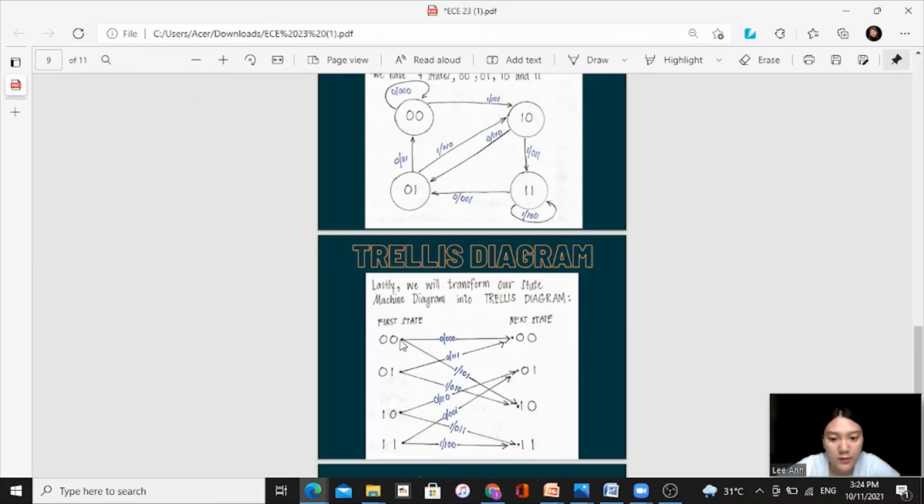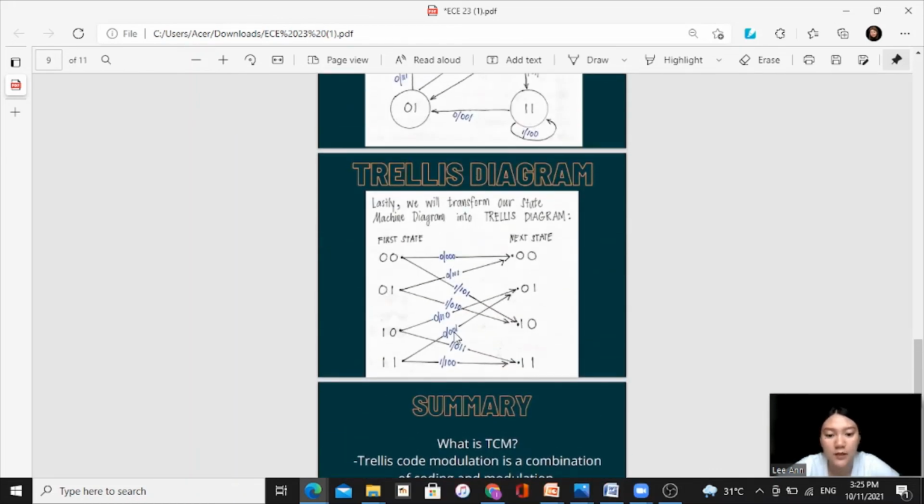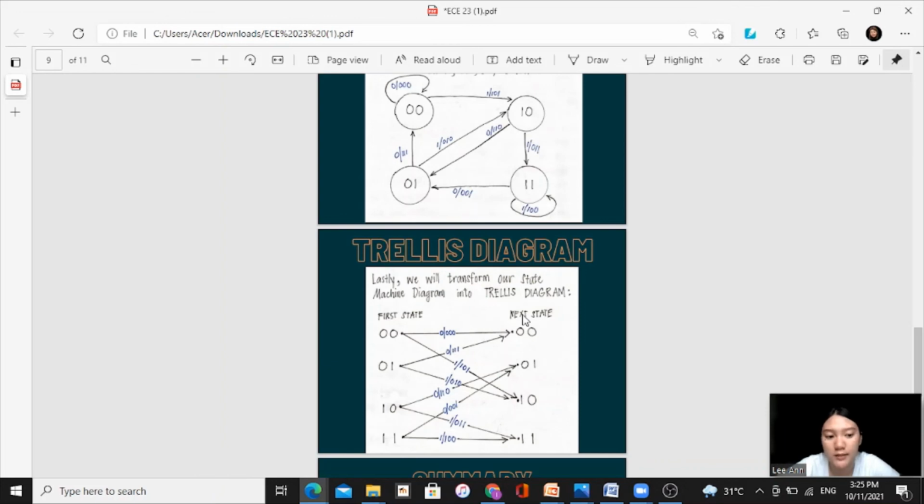Next is from 0, 0, the next state is 1, 0. And from 0, 1, its next state will go to 0, 0. And 0, 1's next state is 1, 0. And we are going to apply the same principle to the rest of the states. So that's how easy we can draw our trellis diagram.